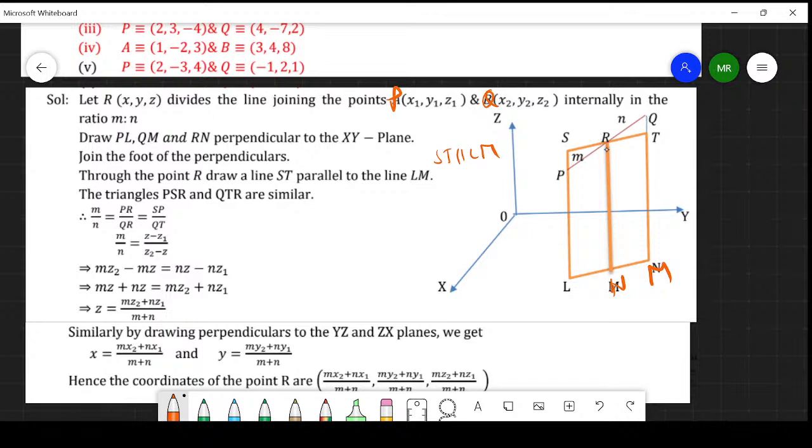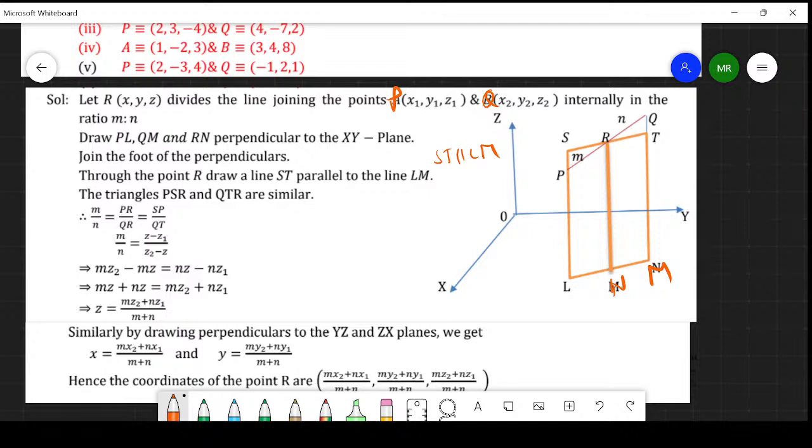M by n is equal to PR by RQ. Since the triangles are similar, this ratio should be equal to SP by QT, because SP is parallel to QT and these ratios are proportional. Now M by n is equal to SP by QT. But what is SP? Then I have a doubt: how can you get SP directly as Z minus Z1?